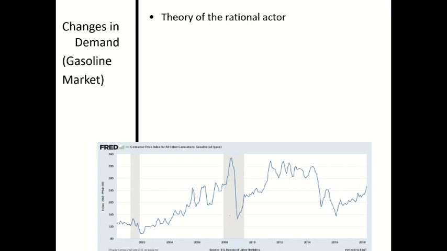Stores kind of depend on you to be irrational. Sometimes they fool you into doing stuff, and we'll talk about that later. So the first change in demand we'll discuss is changing in the number of consumers. And the example is hybrid cars.